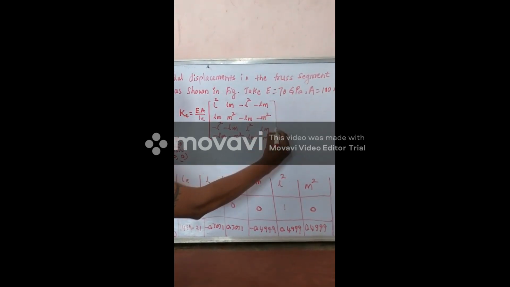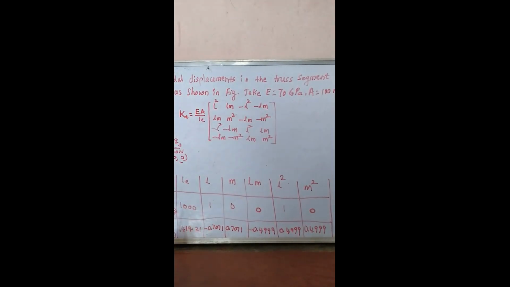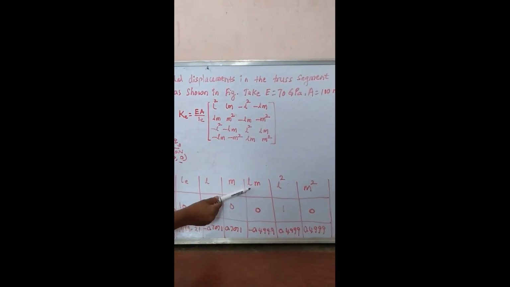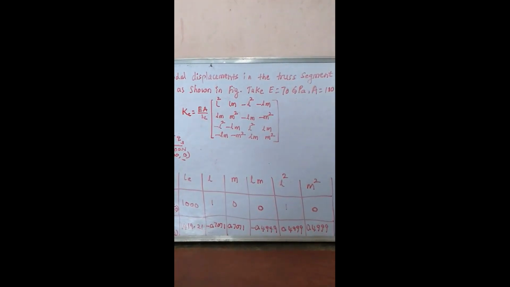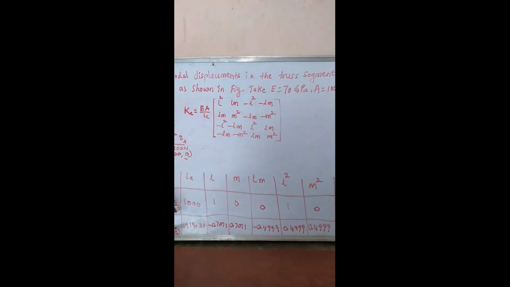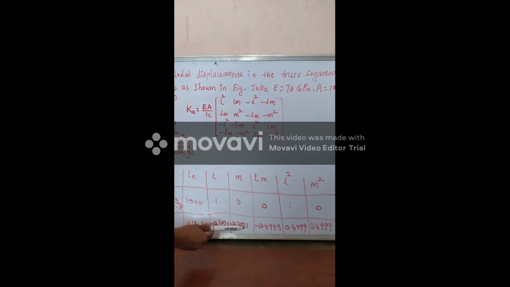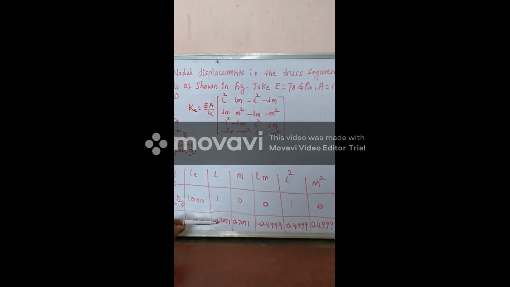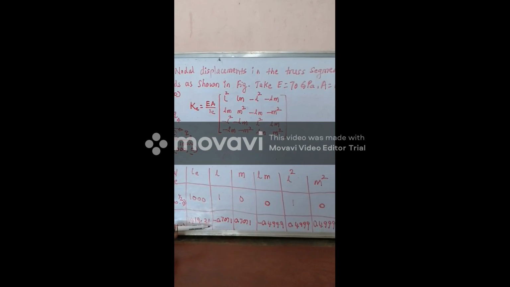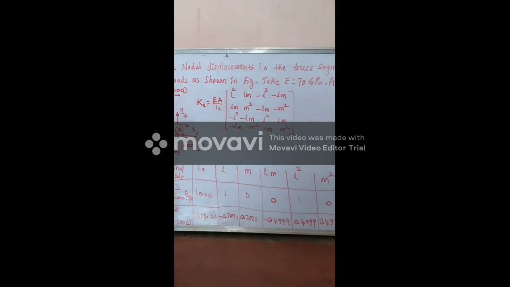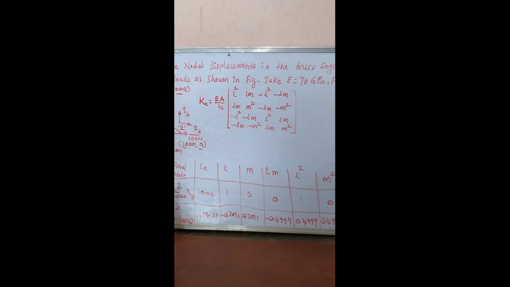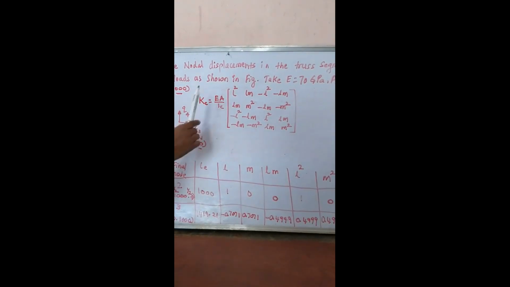Now this is the stiffness matrix. The reason I suggested you write the L into M, L square, and M square values in the table is that if you write all these values in the table initially, we will have them directly, and there is little chance of your problem going wrong. Now in this stiffness matrix equation, you can directly substitute the values. That is what I will do now.